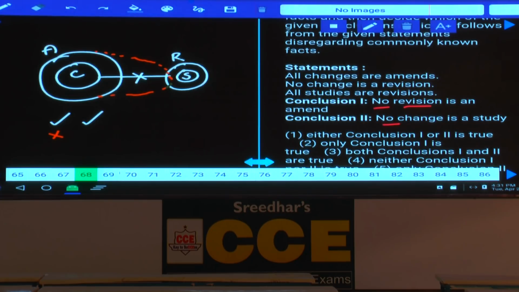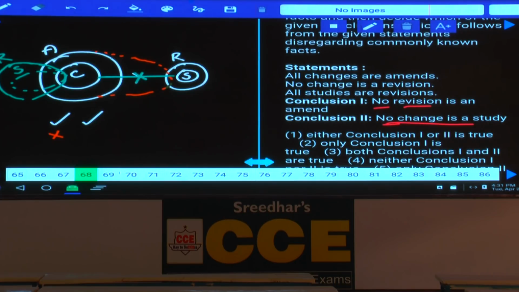Then coming to the second, no change is a study. To make this one false, we need to prove some of the changes are studies. Now tell me, is it possible to draw study like this? If you draw study like this, all studies are revisions. Then revision will also come along with the study. Hence if revision comes like this, then the statement no change is a revision will be false, because change and revision should not be intersected at all.